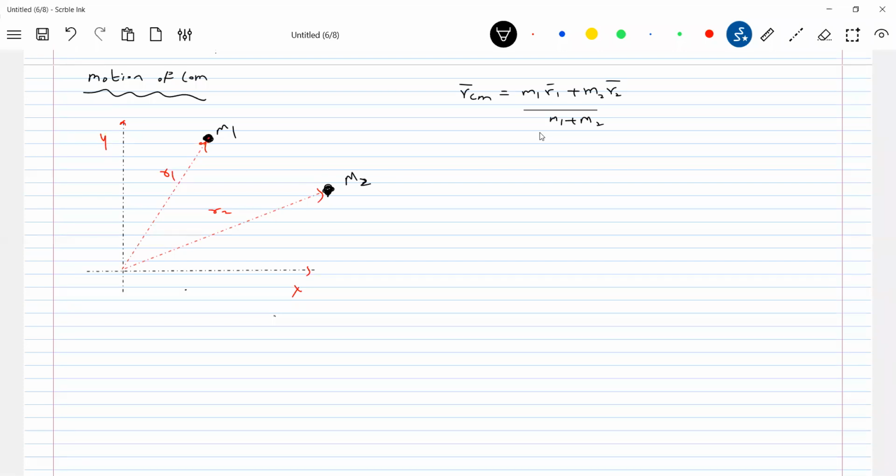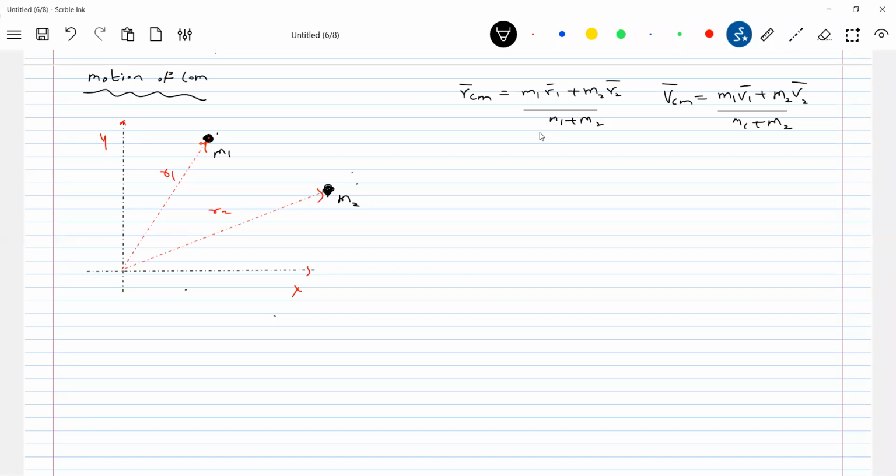If any one particle or both the particles are moving, what will happen to r1 bar and r2 bar? If they're in motion, the positions r1 bar and r2 bar will change with time. So I'll differentiate this, and I'll end up with V_CM equal to (m1 v1 bar plus m2 v2 bar) by (m1 plus m2). This will be the velocity of center of mass.